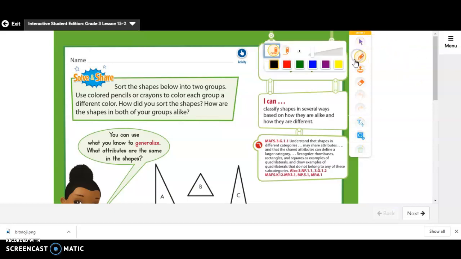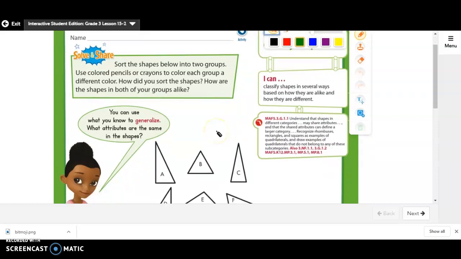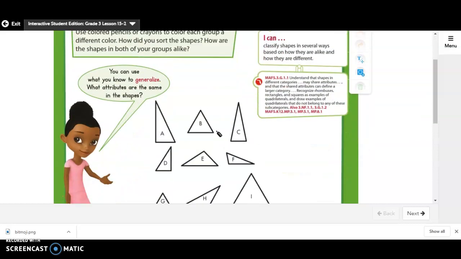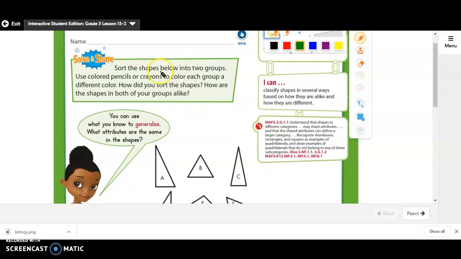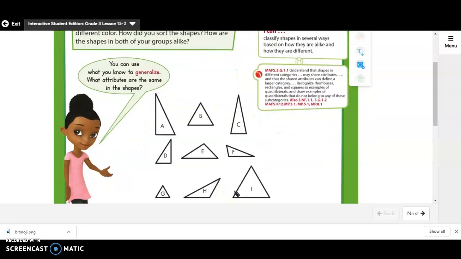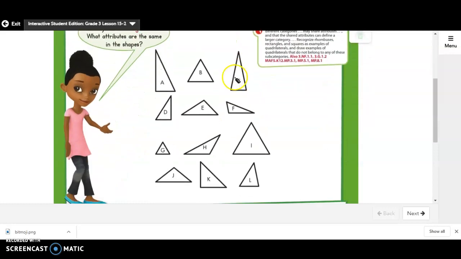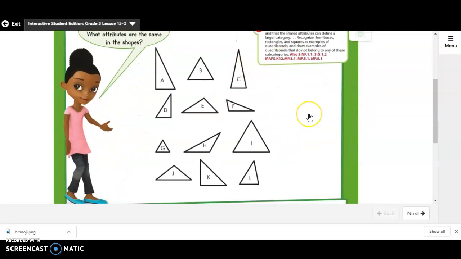Alright, so now that we know a little bit more about quadrilaterals, we're going to focus today on sorting quadrilaterals and working on different kinds of shapes that are not quadrilaterals as well. So we're going to start here by sorting these shapes into two groups. It wants us to use colored pencils, which we kind of have here, to color each group a different color, and then just decide how we sorted them. So there's a lot of different ways you could sort these. There's no wrong way to do it.